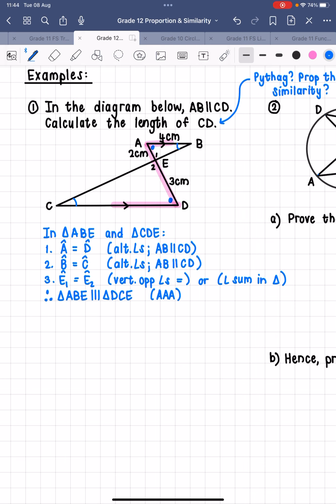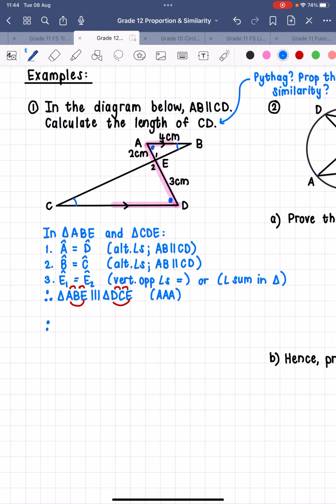Alright, so now we've proven that our triangles are similar. Now we can go and set up our frog faces, right? Whether you want to call them that or not, it's fine. You don't even have to draw them in. I just think it's easier to set up your fractions if you do have those.